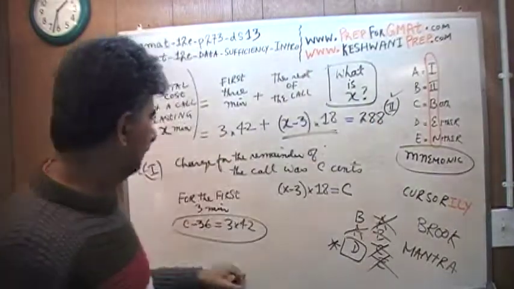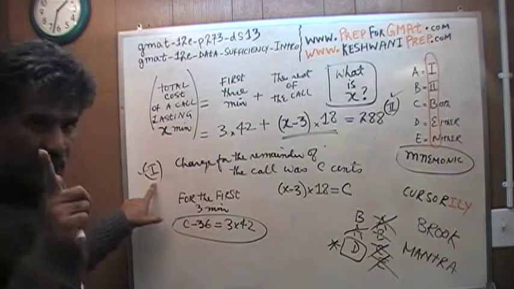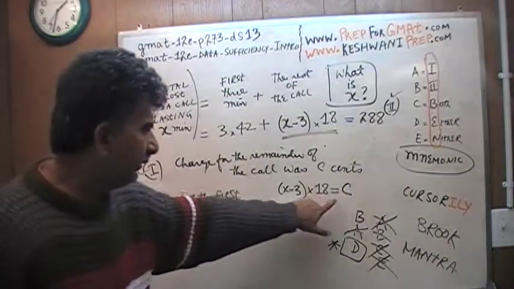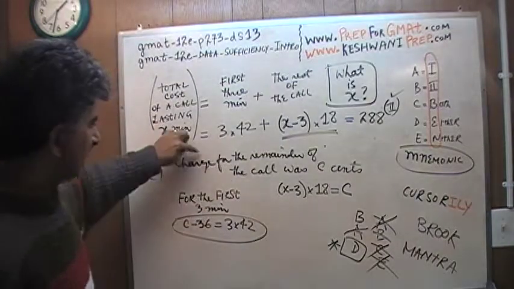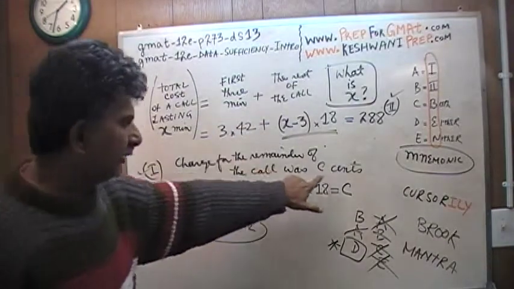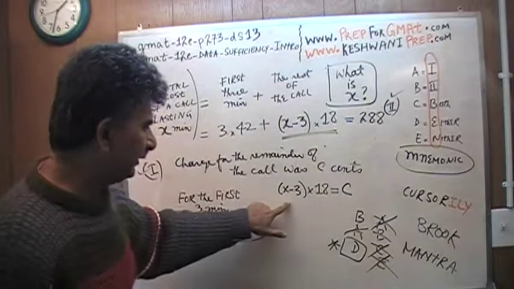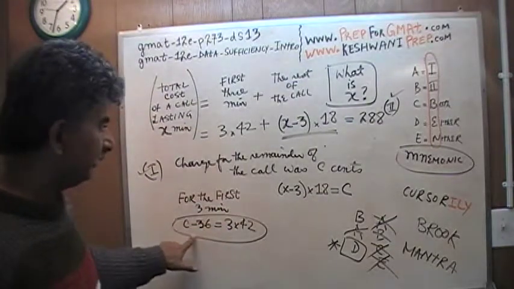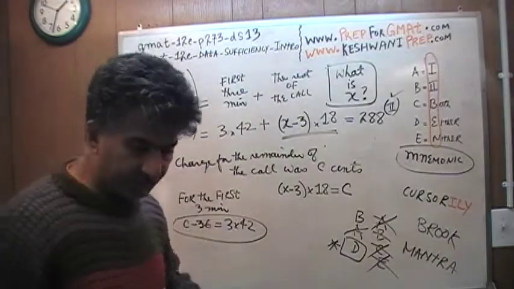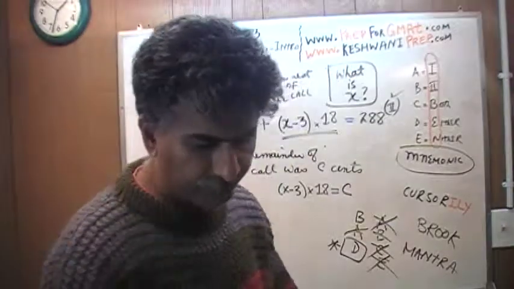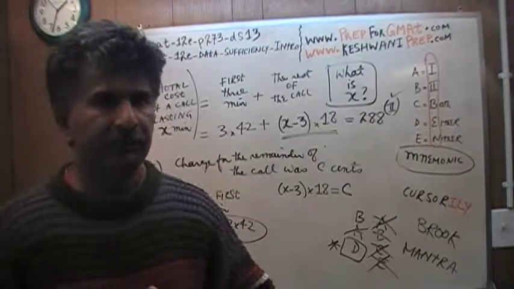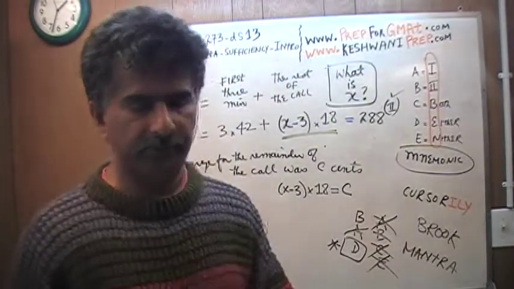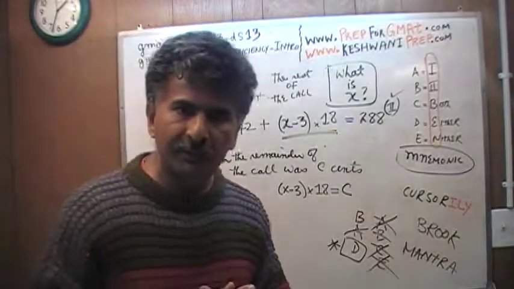Second statement works. The first statement tells us that the cost for the first 3 minutes is 36 cents less than the cost for the remaining call. So the charge for the remainder of the call, we are denoting it by C cents. That's this part. And this is the first 3 minutes. So you solve for C from here, you put it in here, and you solve for x. It can be done. We're not going to actually do it. That's all. That's the idea. You don't actually have to sit there and actually solve it. You just have to be able to tell whether or not it can be done. That's all there is.